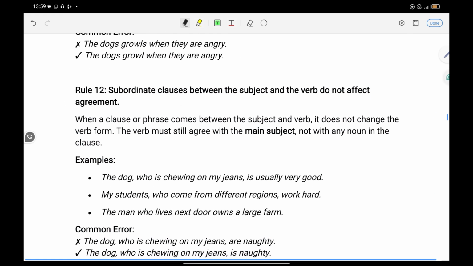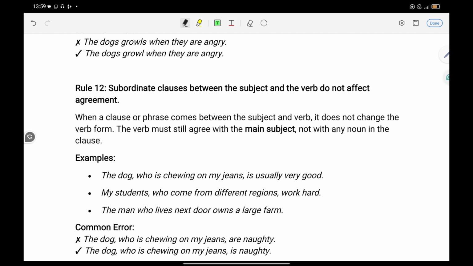Number 12, or rule 12. Subordinate clauses between the subject and the verb do not affect agreement. There are times when you read a sentence and then you see a subordinate clause. They're usually separated with 2 commas, one before and one after. Now, when you see a sentence like this, the subordinate clause does not affect the verb.